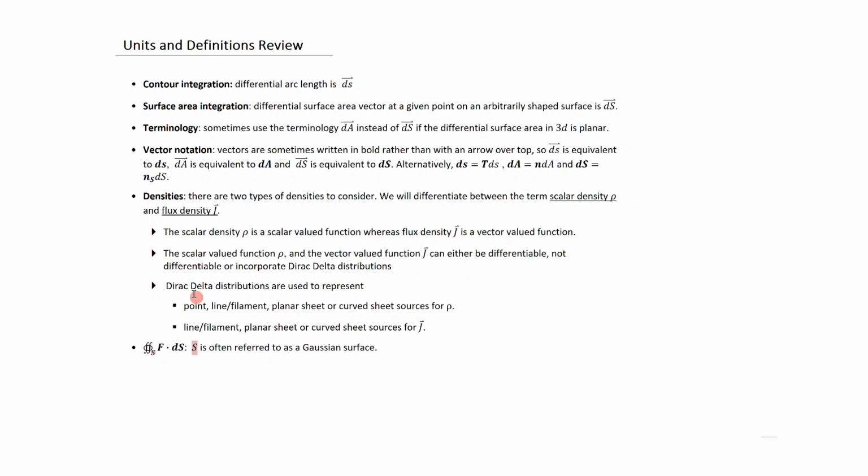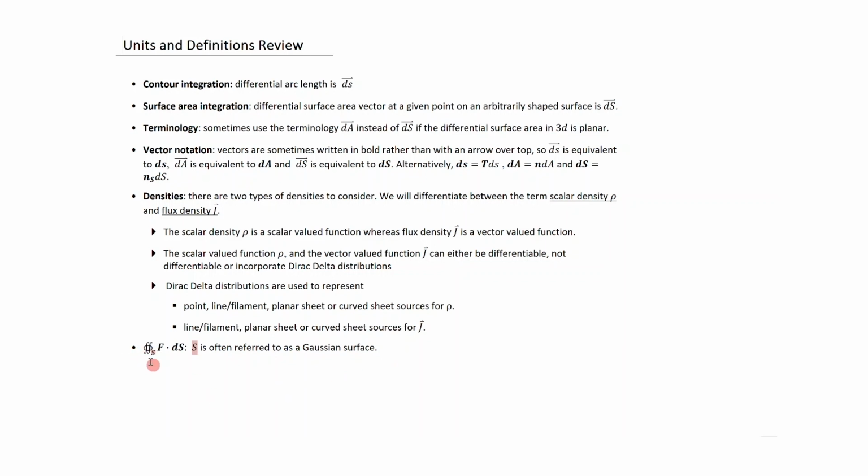So what are Dirac delta distributions used for? They are used to represent point, line or filament, planar sheet, or curved sheet sources for the charge density. Or they represent line, filament, planar sheet, or curved sheet sources for current flux densities. So this would be for the case of applying the divergence theorem. This is the case for applying Stokes' theorem.